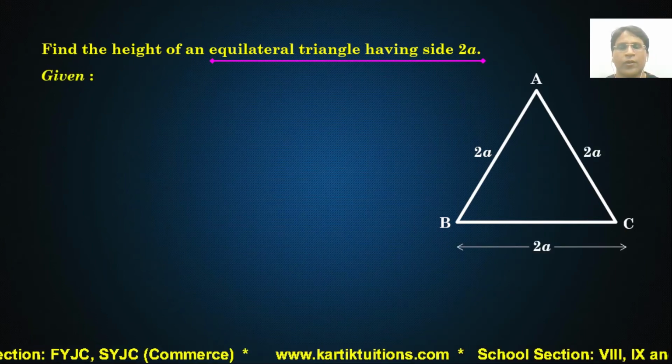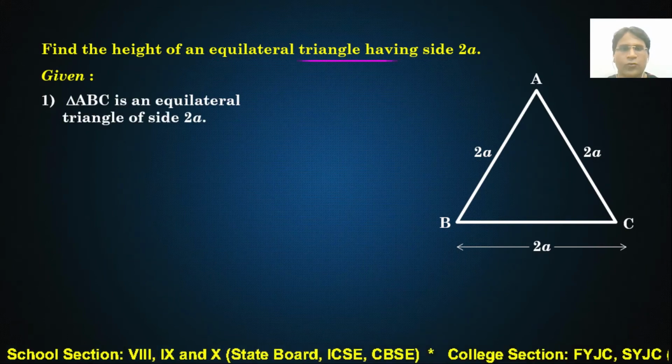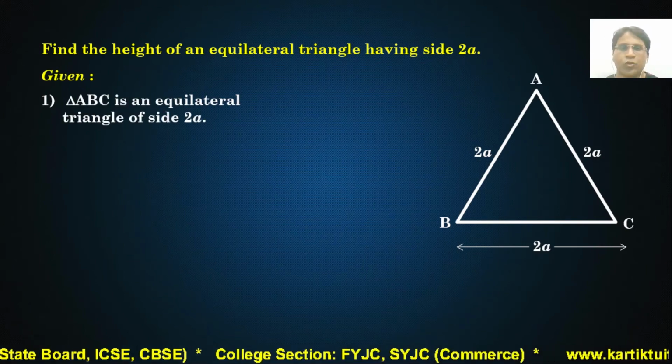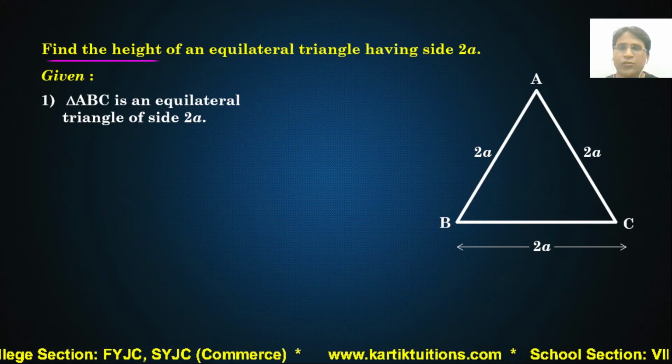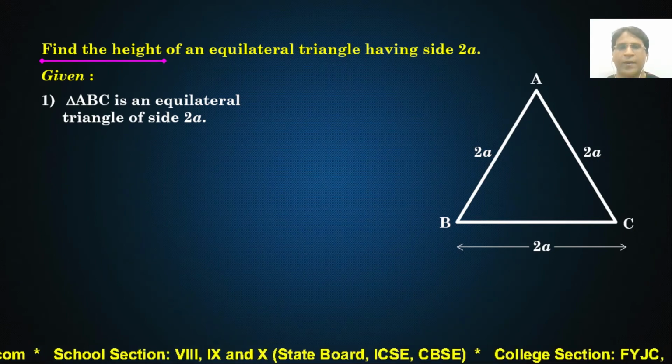So let us write down the given part. In triangle ABC, or ABC is an equilateral triangle. So all the sides are of length 2a units. They have asked us to find the height of an equilateral triangle. Sir, where is the height? Height is not there, but we can construct it.